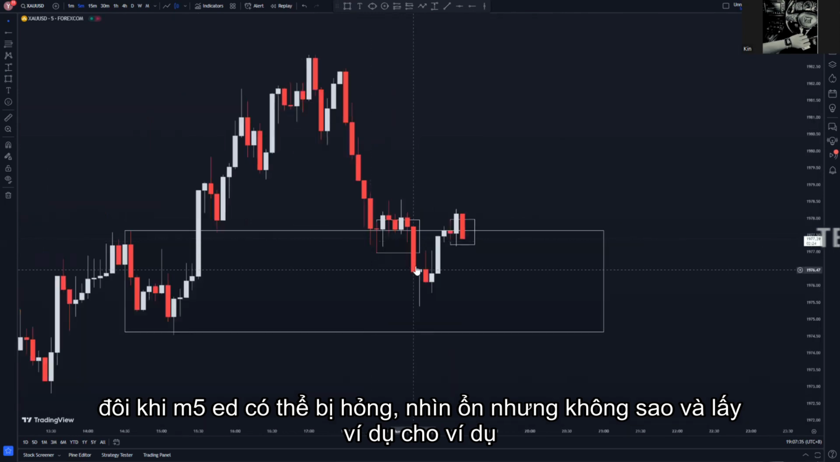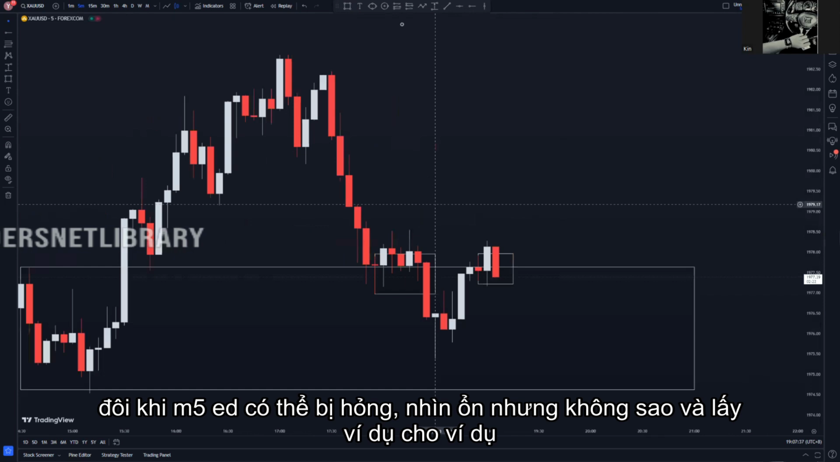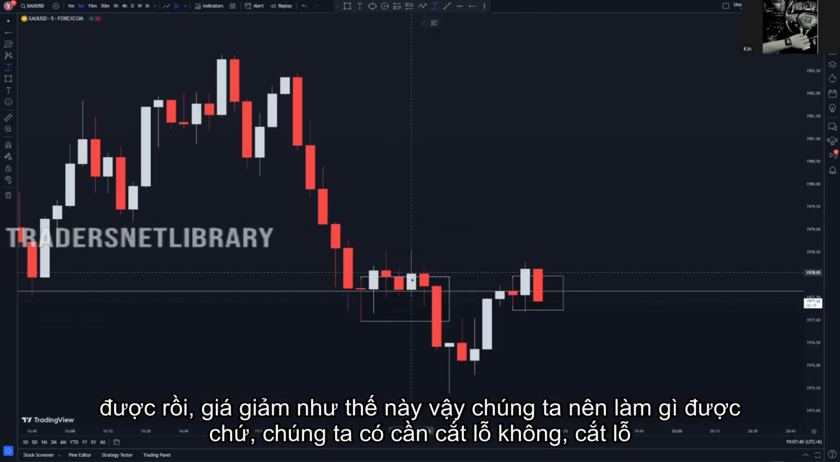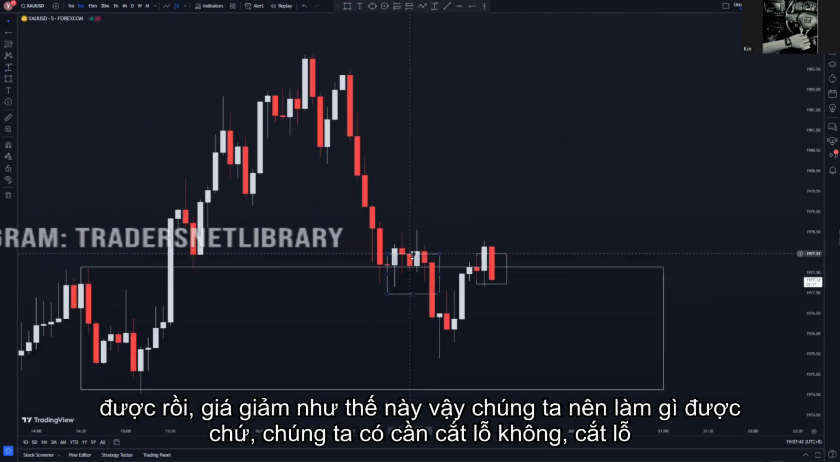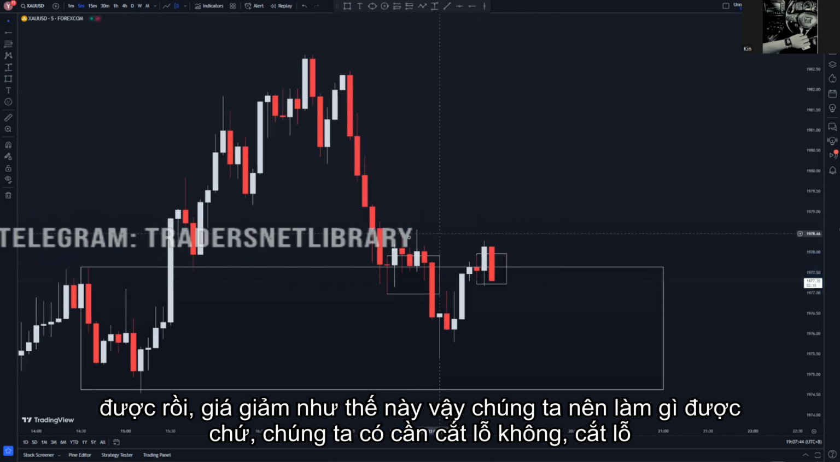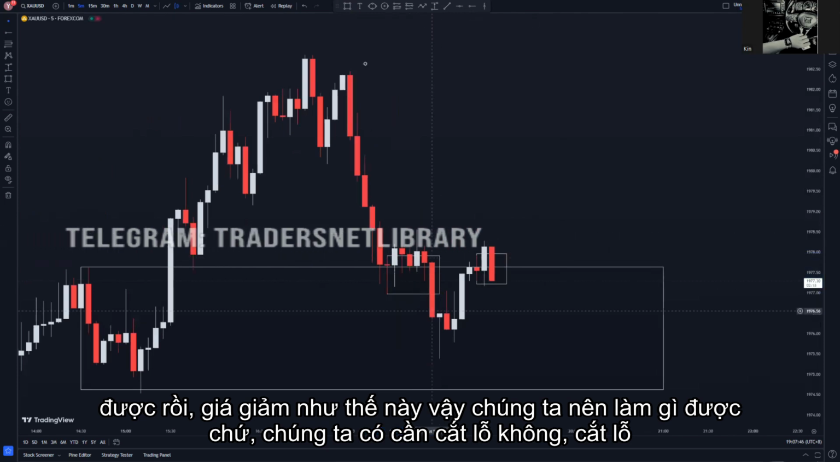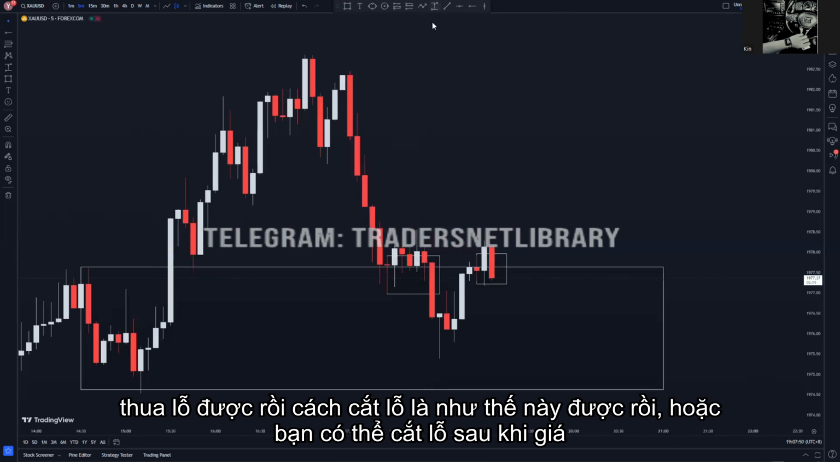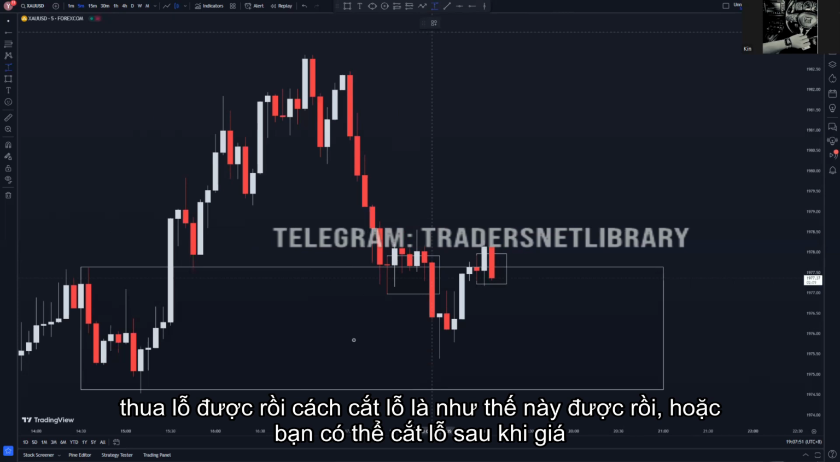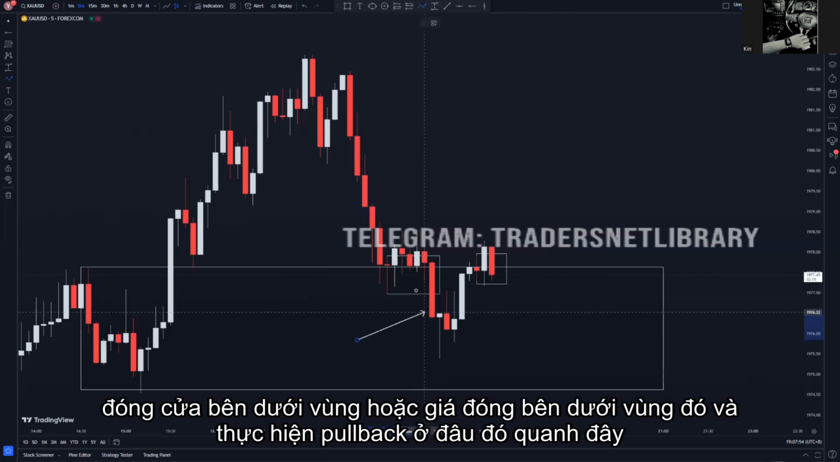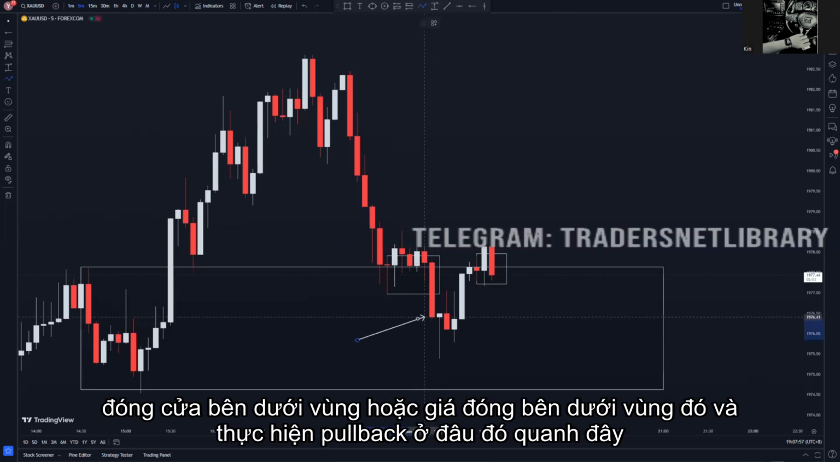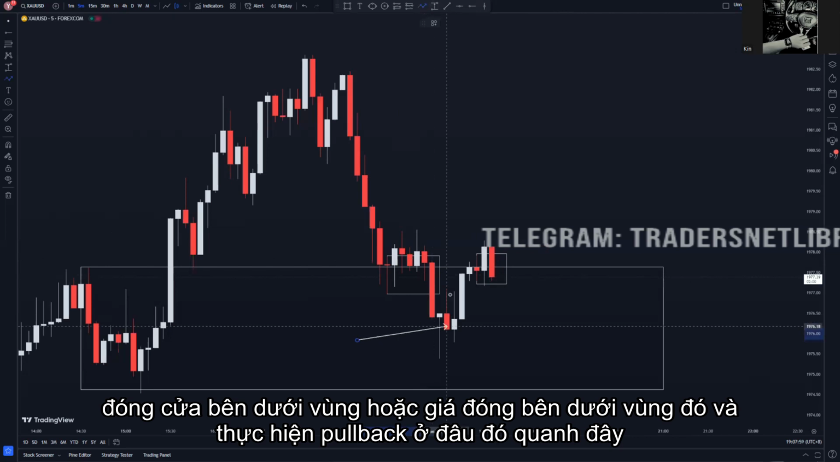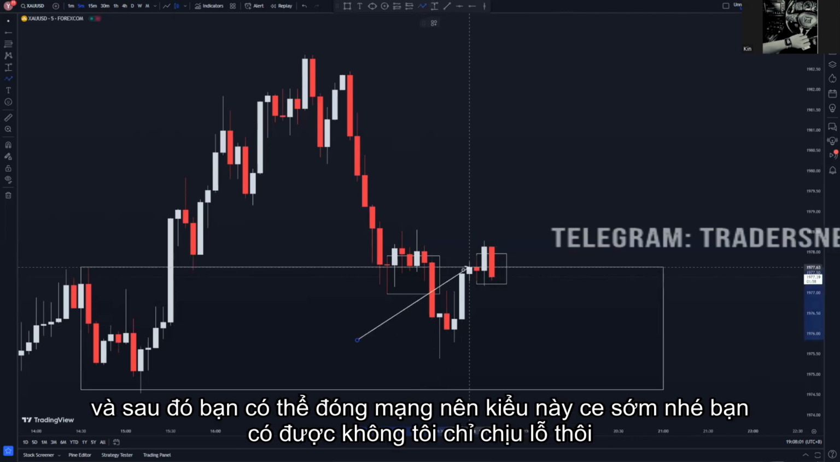Okay, and for an example, the price breaks like this. So what should we do? Do we need to cut the loss? Yes, cut the loss. The way to cut the loss is like this. Either you can cut after the price closes below the zone, or the price closes below the zone and makes a pullback somewhere around here, and then you can close.